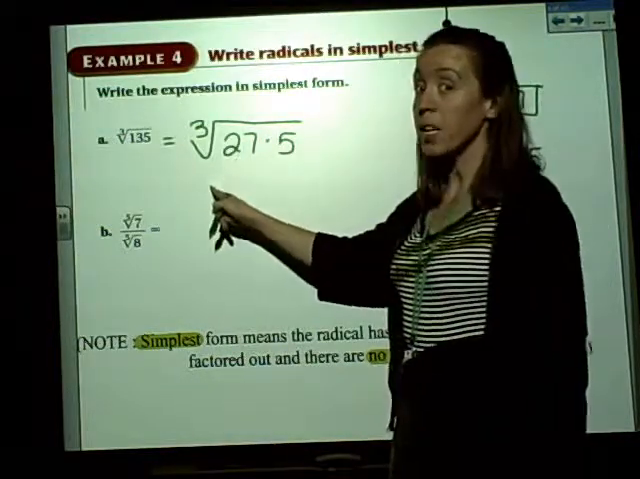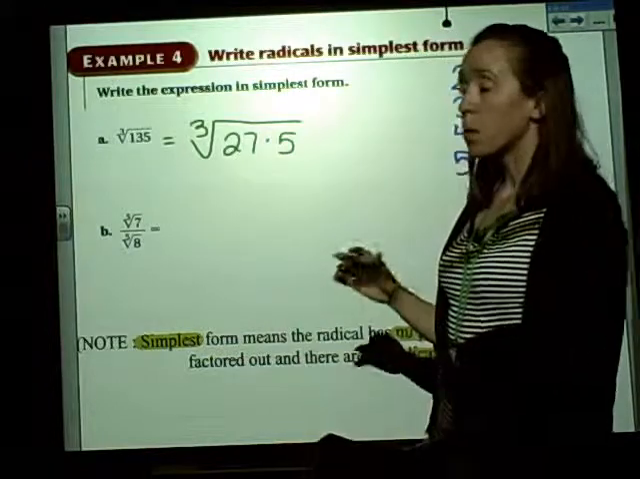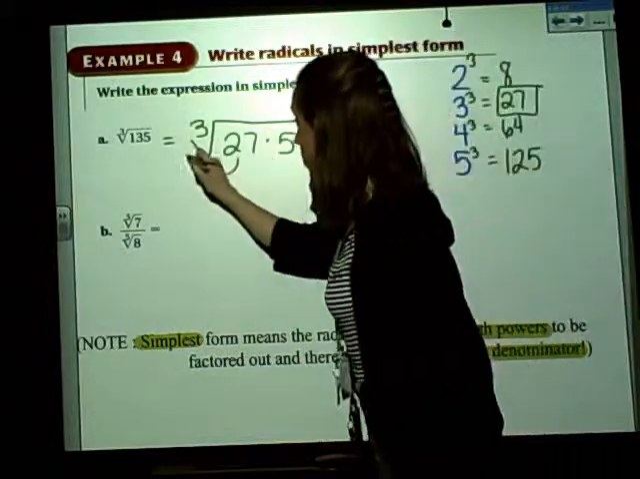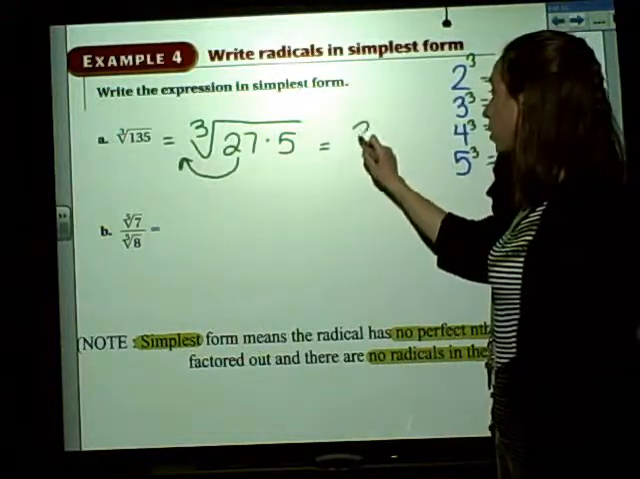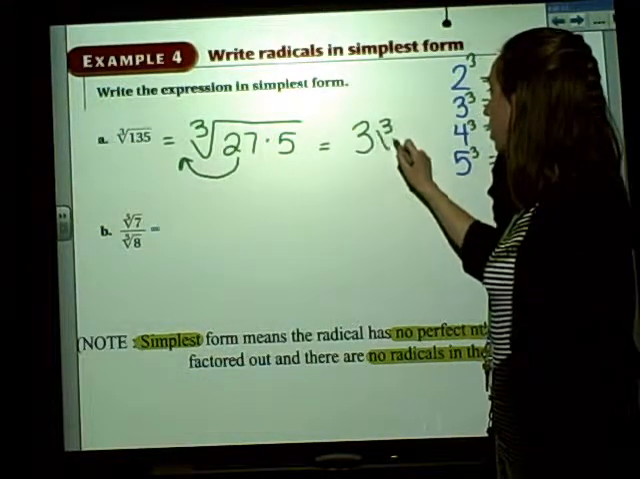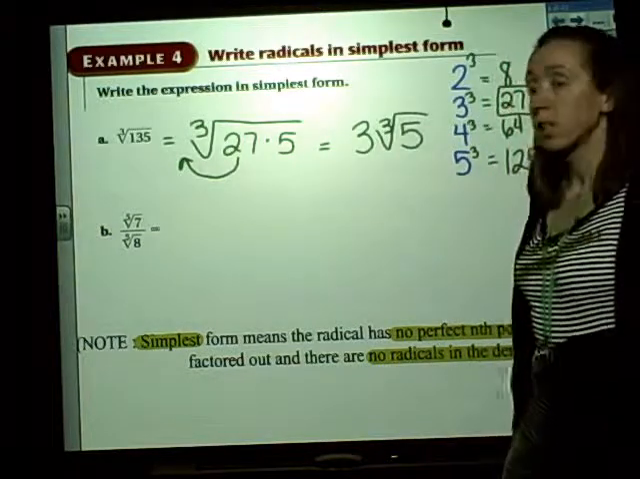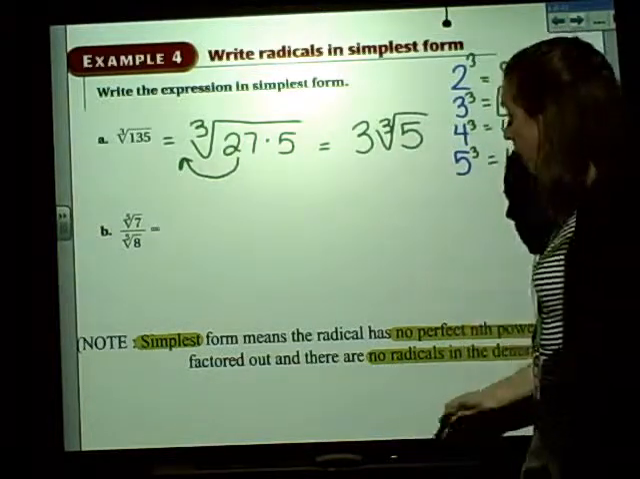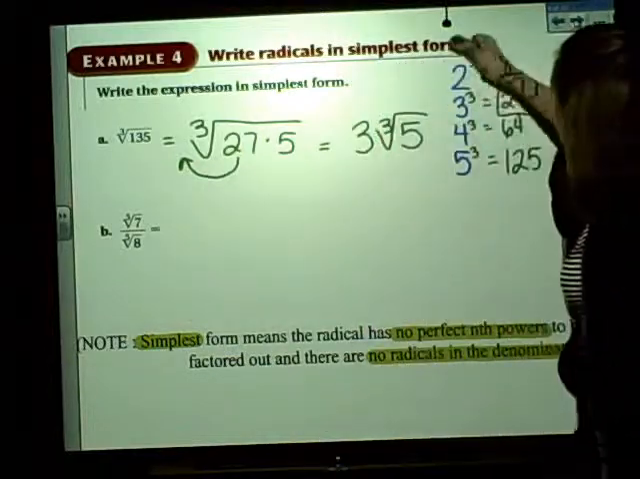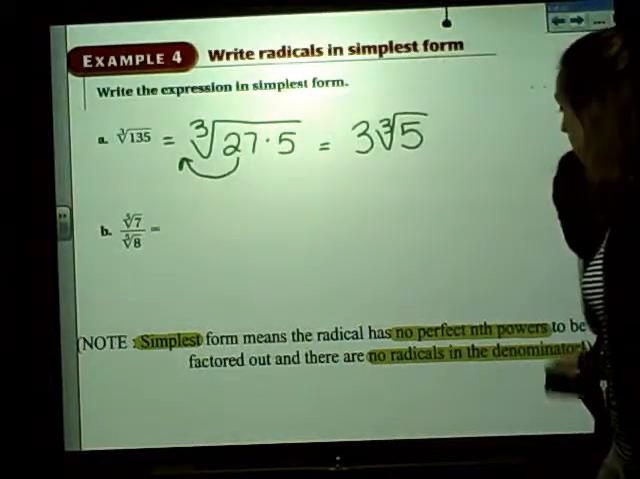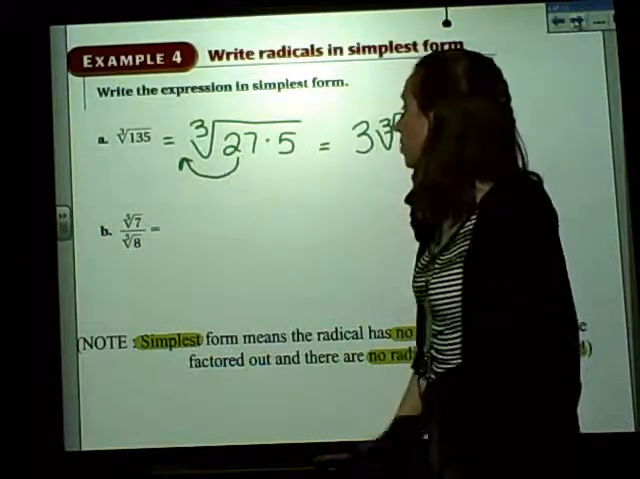27 is the only one I can take the cube root out of without getting a decimal. So I do that and pull it out of my cube root. That leaves me with 3 cube root of 5. Like I said, guys, same process. The only problem is, if you look down here, we're going to erase our perfect cubes because we don't need them anymore for this page.